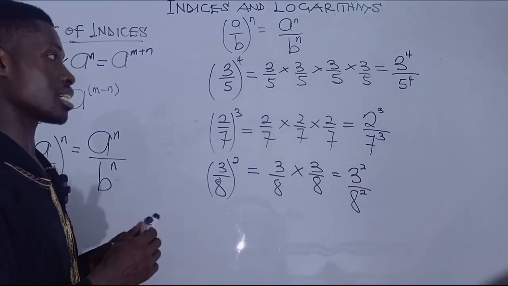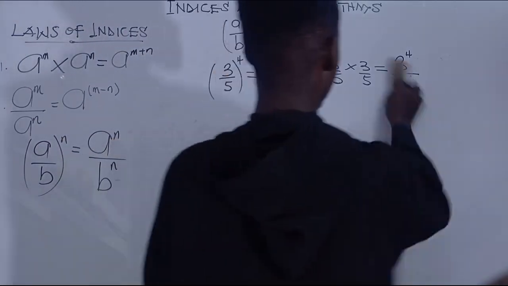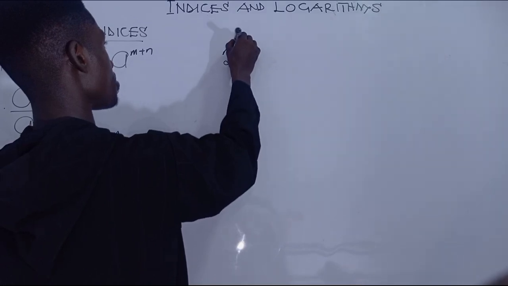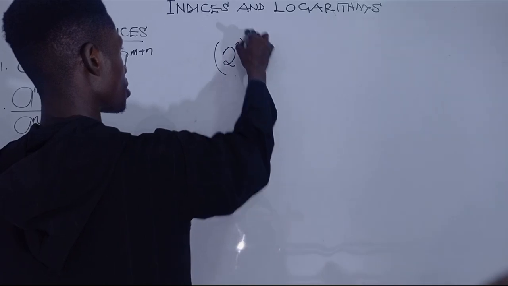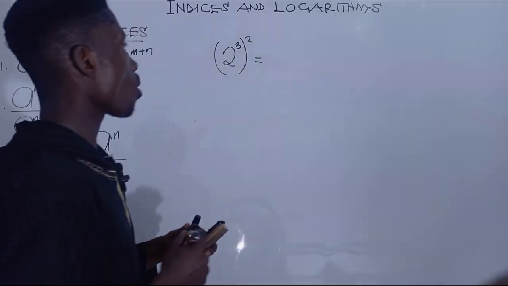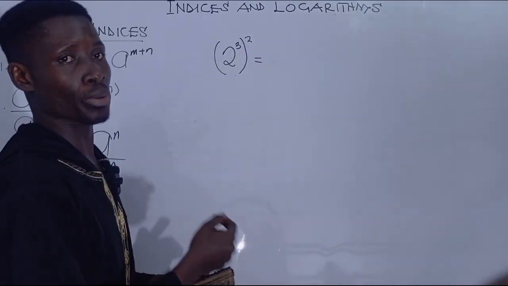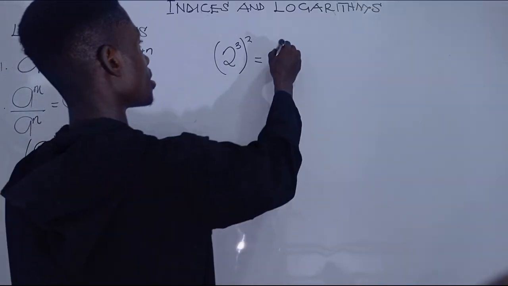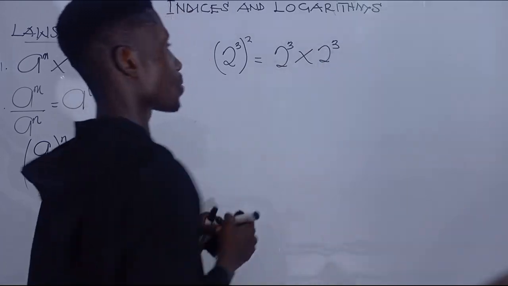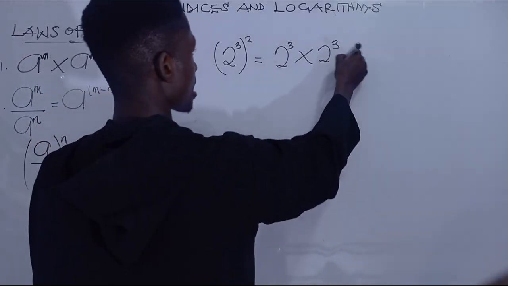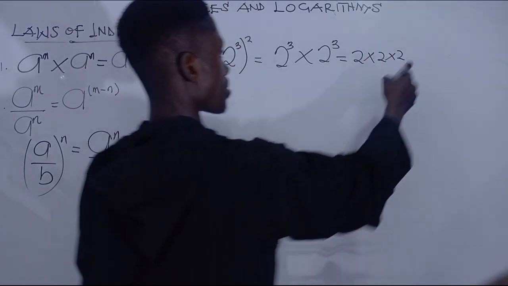Let's look at another law. So let's take it that you have the number 2 raised to the power 3 all raised to the power 2. So we call this two groups of 2 raised to the power 3. So we can rewrite this as 2 raised to the power 3 and then we have 2 raised to the power 3. And we know that this can be written as 2 times 2 times 2, and then this can be written as 2 times 2 times 2.